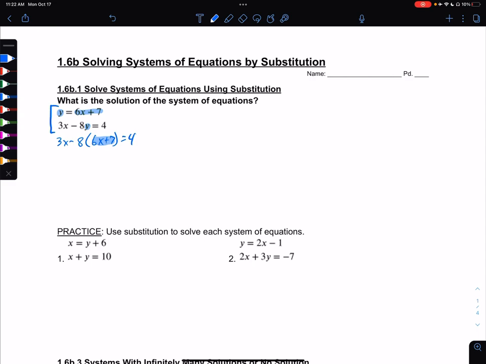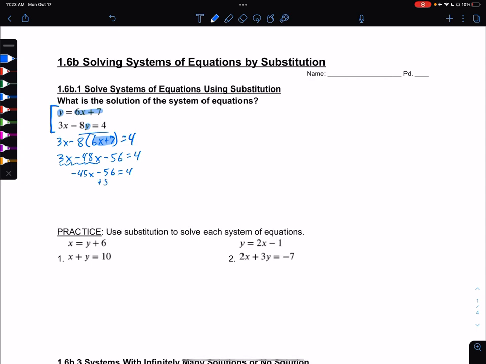We can solve that. Our first step would be to distribute. So we're going to do 3x minus 48x. It's a nice easy number to start. And 8 times 7 would be negative 56, and that would be equal to 4. So we want to look at combining like terms. So we're going to combine the 3 and the 48. If we combine these two here, we get negative 45x. And then we are going to bring down the minus 56 and set that equal to 4.